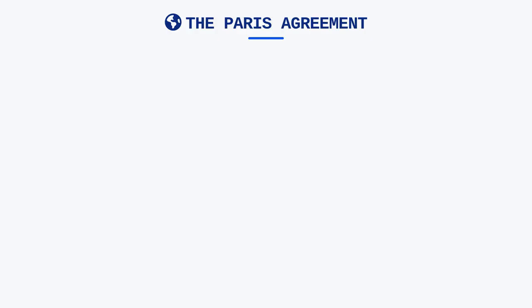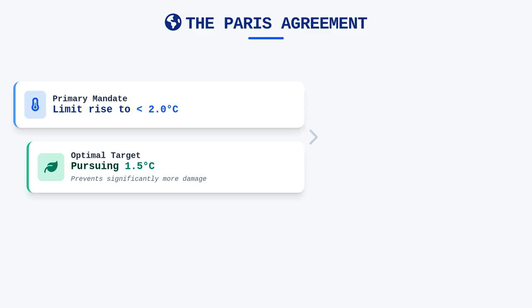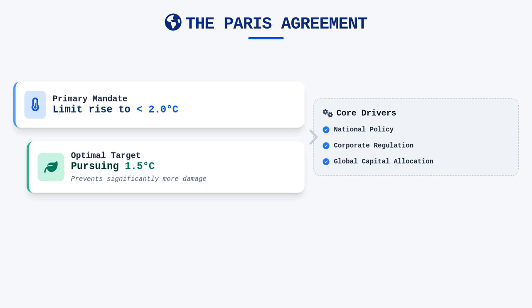At the center of the Paris Agreement is the mandate to limit the increase in global average temperature to well below 2 degrees Celsius above pre-industrial levels. Furthermore, the members pursue efforts to limit this temperature increase further to 1.5 degrees Celsius, acknowledging that the climate impacts of a 2-degree rise are significantly more damaging than those at 1.5. This target is not merely an aspiration, but a core driver for national policy, corporate regulation, and global capital allocation.